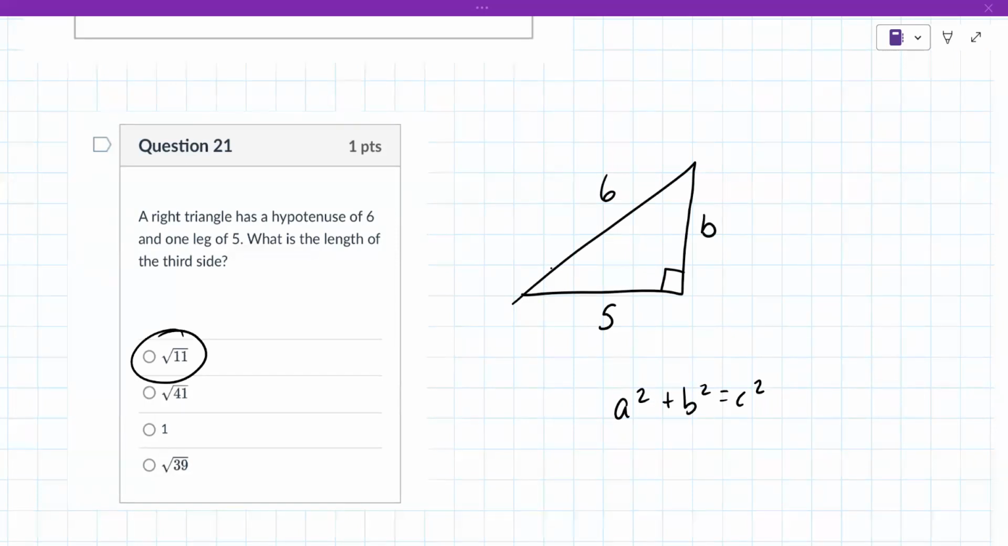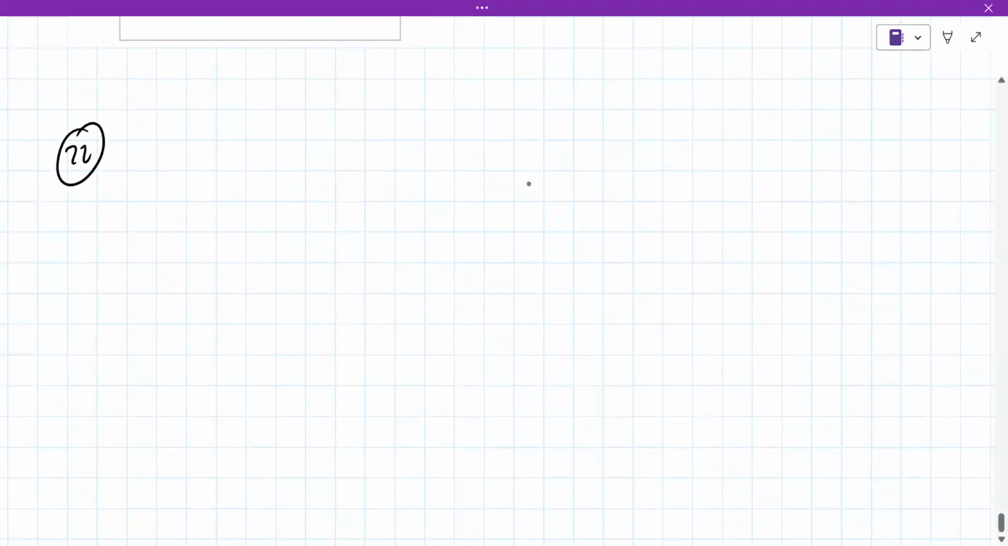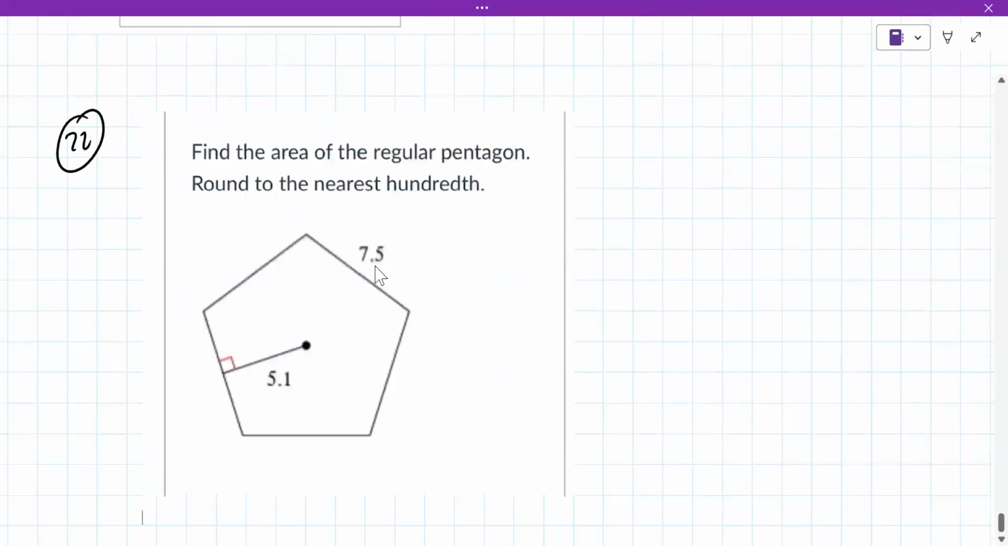So this is 22, the pentagon problem. Find the area of the regular pentagon. Do you remember the formula for the area of a pentagon? I didn't know it. It's 1/2 the apothem times the perimeter. Sometimes the formulas aren't helpful if you don't know what the letters are. This A is the apothem. The apothem is the distance from the center out to a side, like you see here. What is the perimeter in this problem?